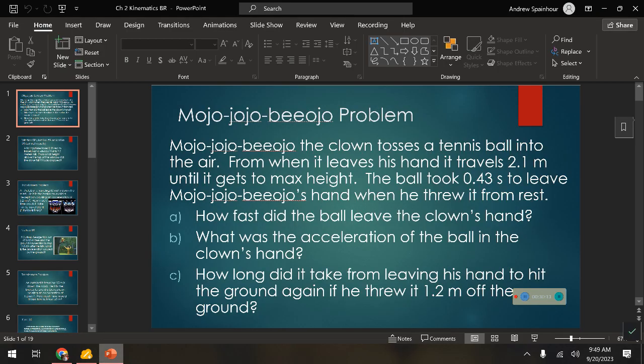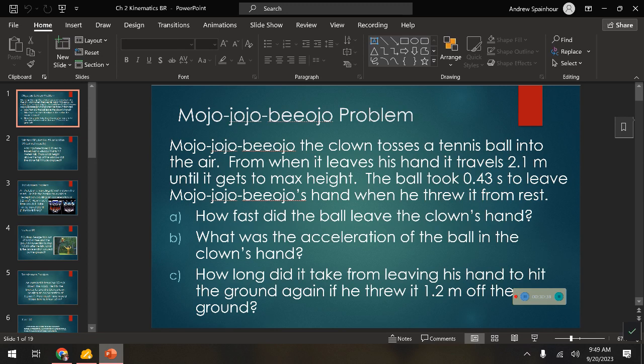Here is your problem. It's the Mojo Jojo Biojo problem. Mojo Jojo Biojo the clown tosses a tennis ball into the air. When it leaves his hand, it travels 2.5 meters until it gets to the max height. I want to be very careful here because we're going to be looking at the big sections. If this is the tennis ball, there are going to be a few sections we're looking at here.